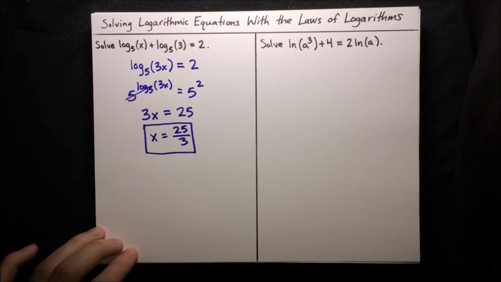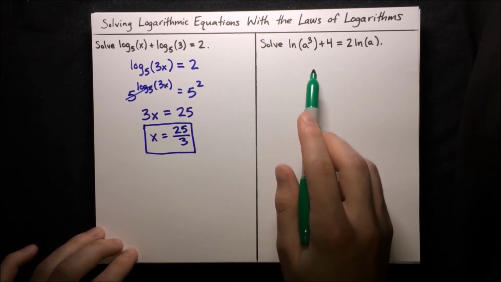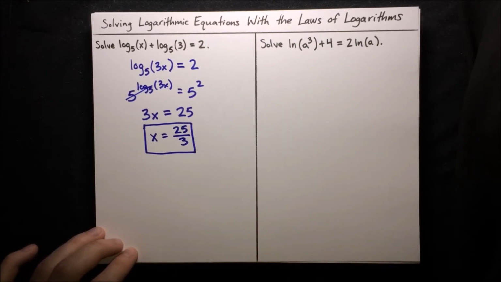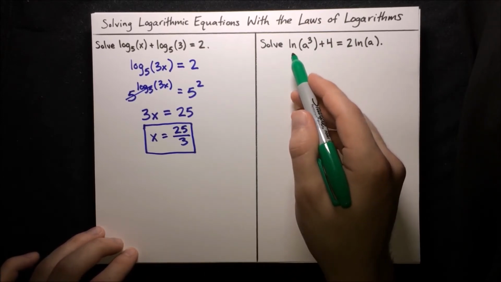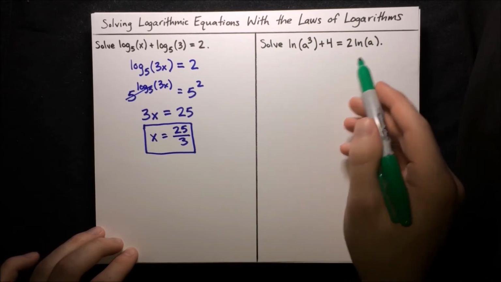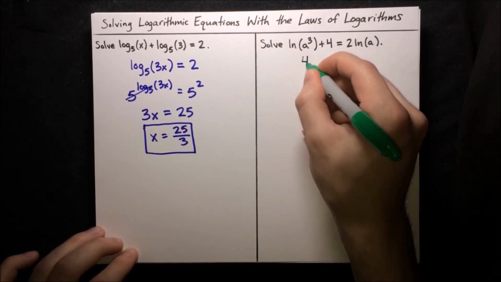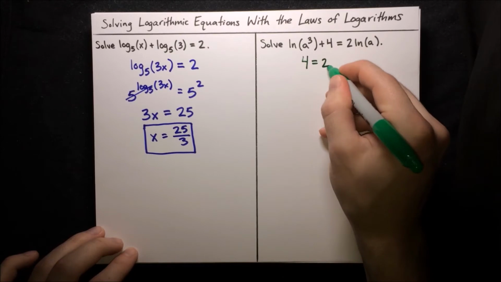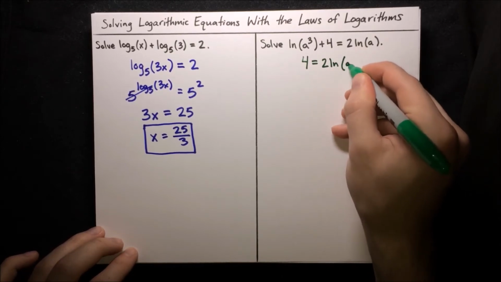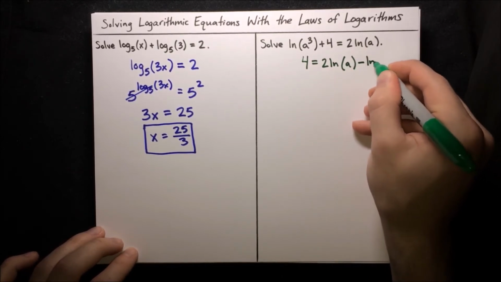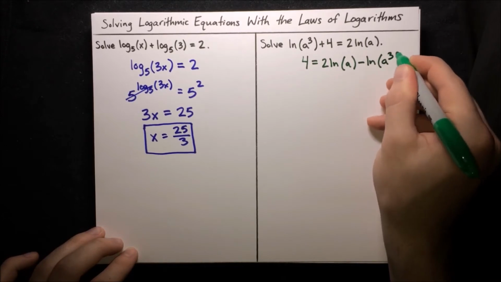Now let's go ahead and solve the equation on the right-hand side. Natural log of a cubed plus 4 is equal to 2 times natural log of a. Again, our strategy is the same. Just combine the logarithms. So first of all, let's get the logarithms on the same side. Let's just subtract off this natural log of a cubed and get that on the right-hand side. So we'll get 4 is equal to 2 natural log of a, and then minus natural log of a cubed.